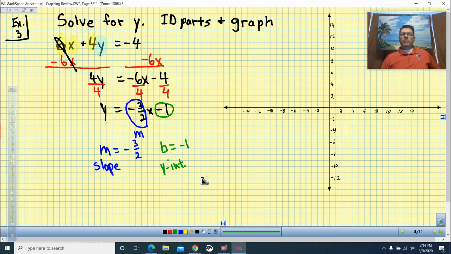Now, one way to graph this would be if we just put a whole bunch of numbers in for x and figured out what the y's were, and then we could plot a bunch of points and connect the dots, which is a great thing to do if it wasn't a line, okay? Some of these other more complicated shapes, that's kind of how you have to do it. You just got to keep putting in points so you get your graph looking the way it's supposed to.